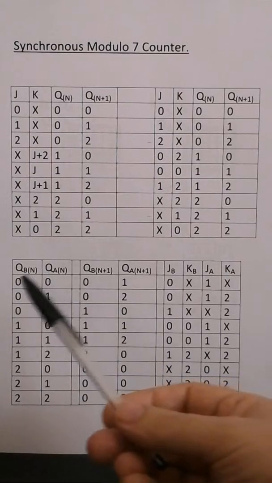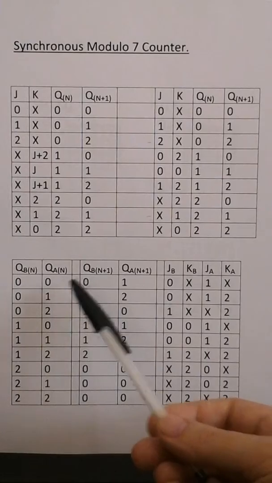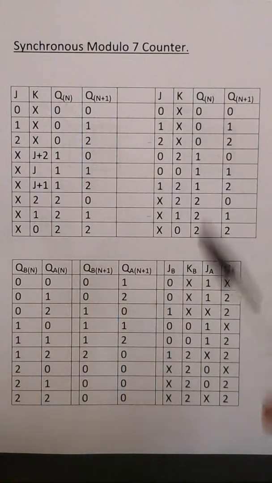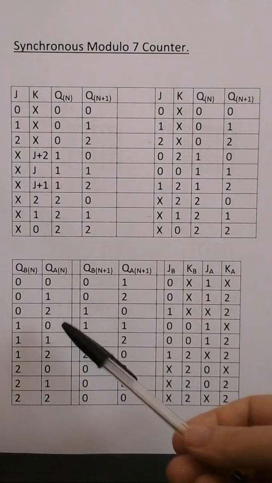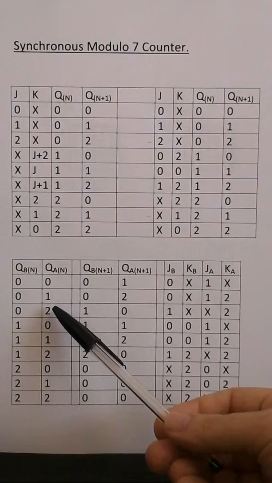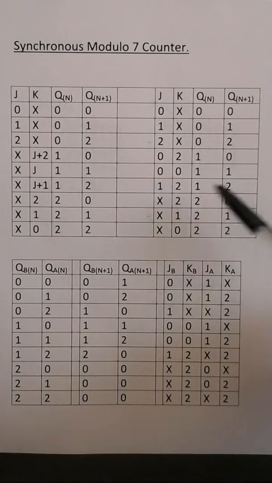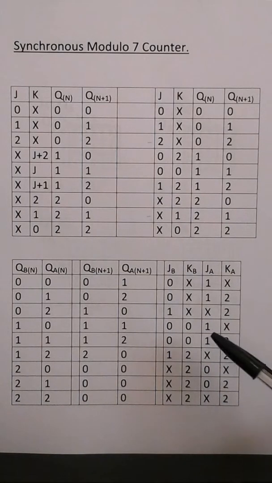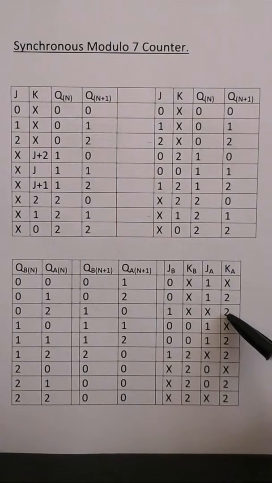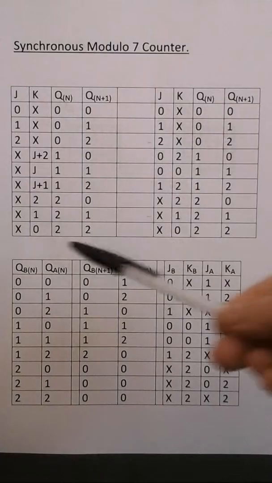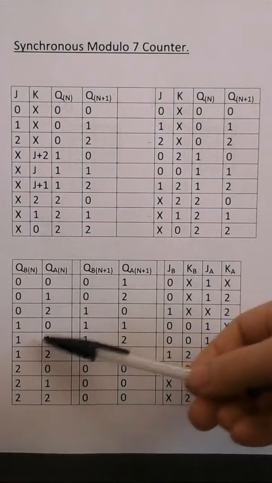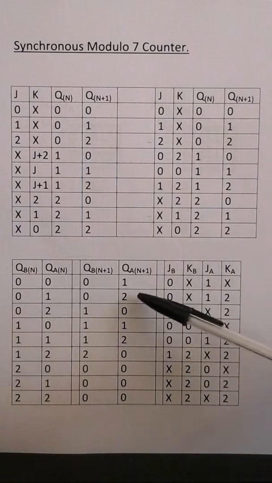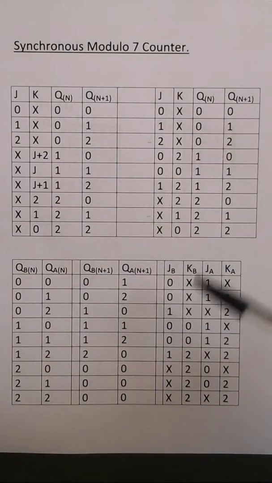So for example, if QB to QB N plus 1 is a 0 to a 0, JB and KB are 0 and X. And for example, QA N to QA N plus 1 is a 2 to a 0, which is an X plus a 2, and we have an X plus a 2 here. So basically you look at the present state and the next state, look at the two values of Q and Q N plus 1, and determine the values of J and K for the two flip-flops respectively.